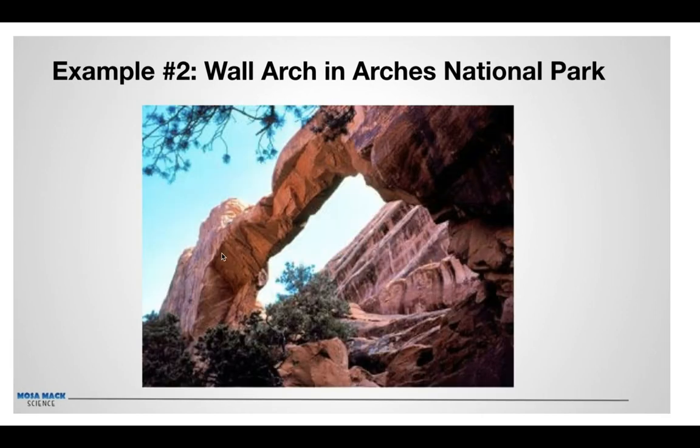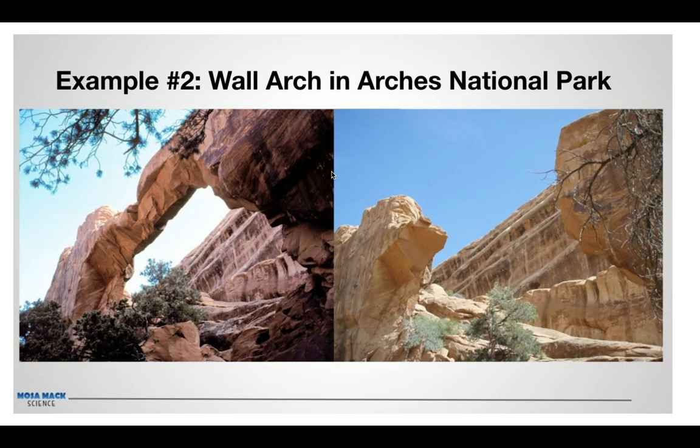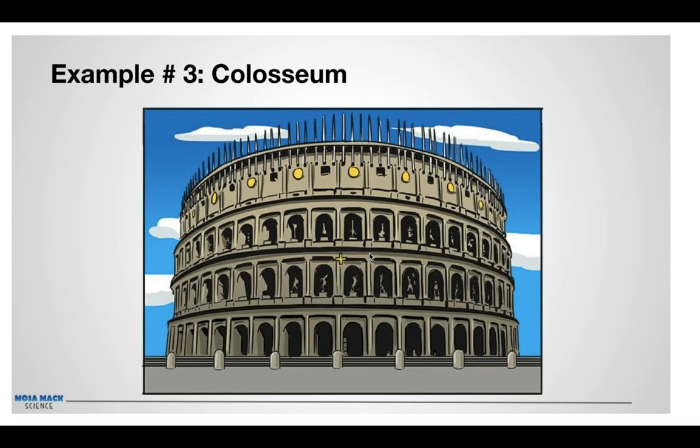There's one. So Arches National Park is out west, and a lot of these arches were formed naturally from wind carrying bits and pieces of sand and just kind of slowly making holes in the rock bigger. And eventually these arches become so weak that they crumble and the arch is no longer there. So this is a really famous one called the Wall Arch in Arches National Park, and it's now gone.